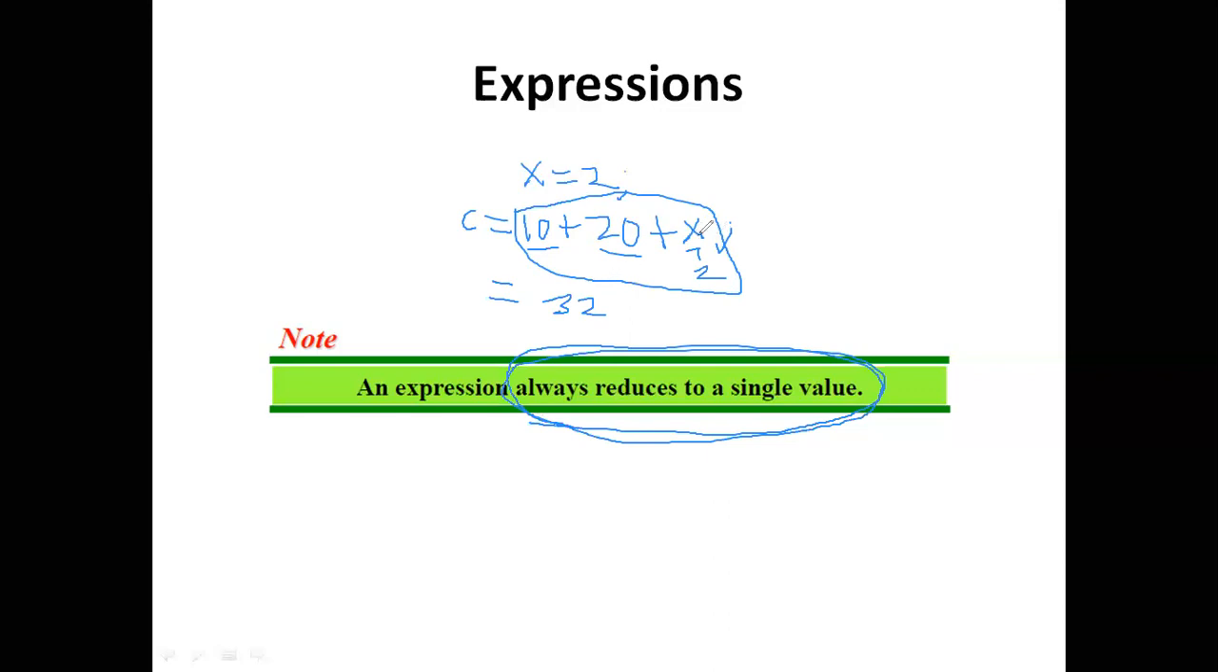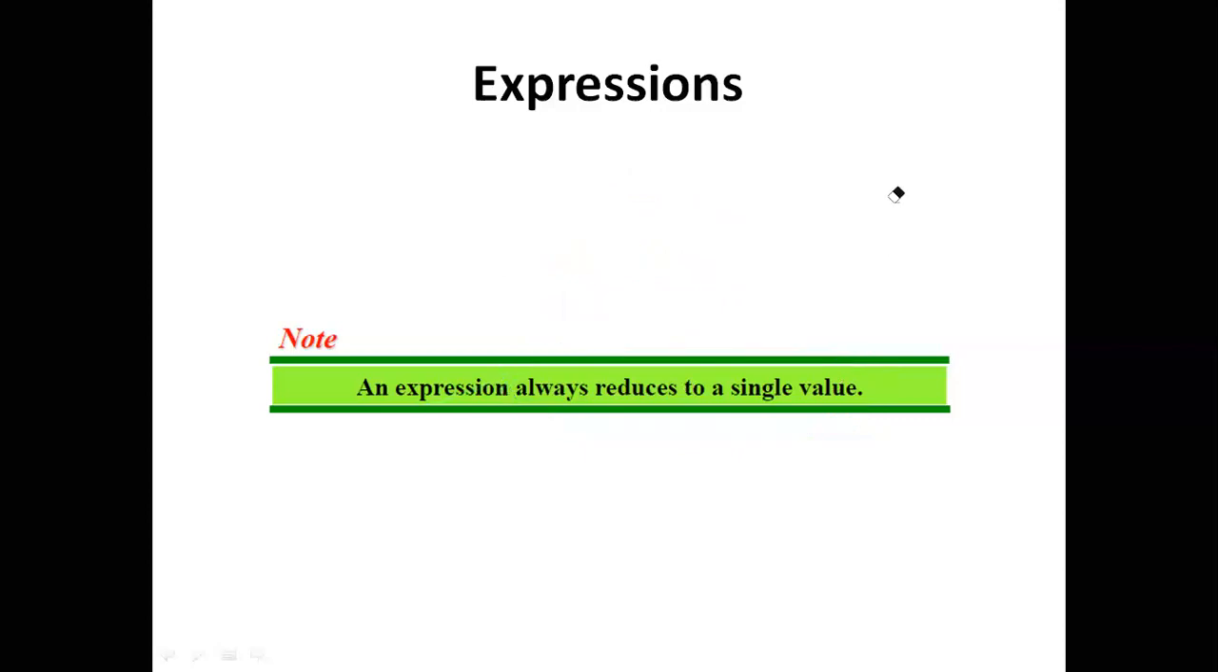Here in this statement we have three values, 10, 20 and 2. By using this expression, 10 plus 20 plus 2 gives the value 32. This type of scenario is indicating that an expression always reduces to a single value.